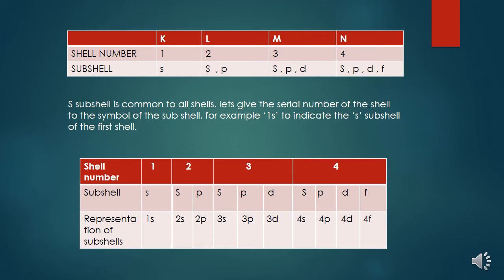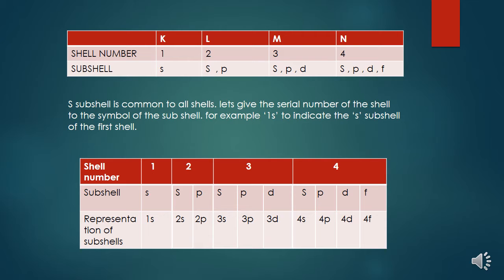Look at this, S and P. There is no D or F. Only two subshells are here. For the third energy level M, the shell number is 3, and the subshells are S, P, D. There are 3 subshells. For the fourth energy level N, the shell number is 4, and the subshells are S, P, D, F. There are 4 subshells for the fourth energy level.